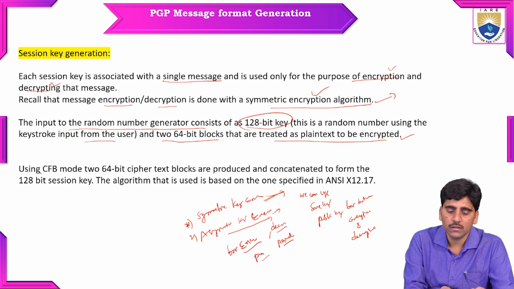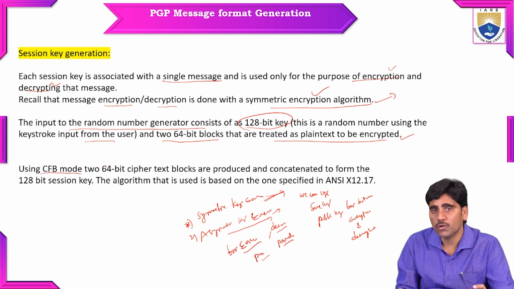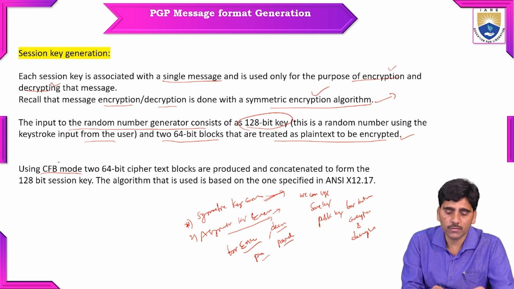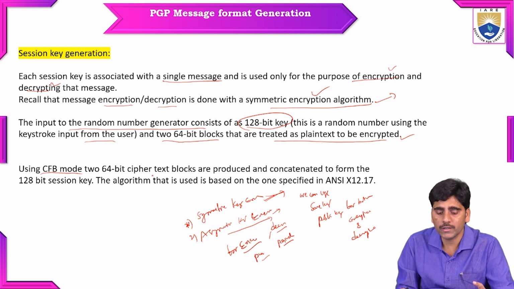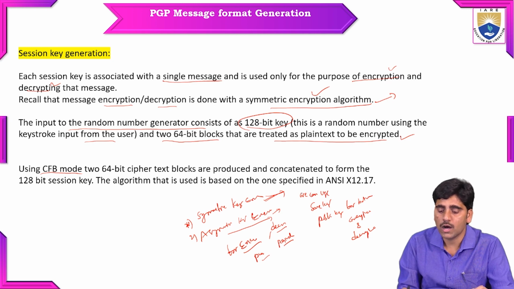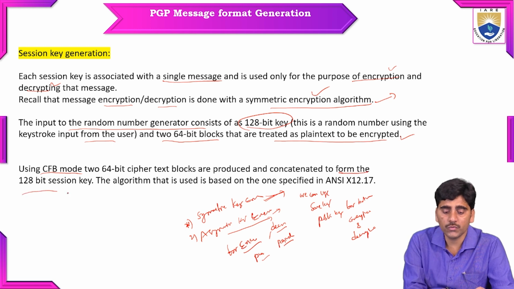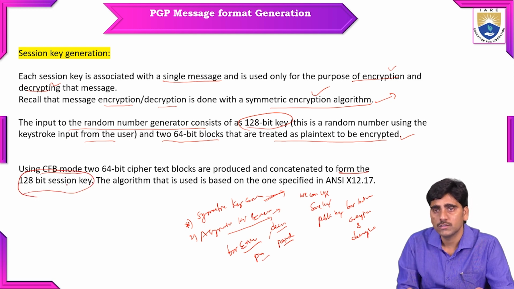So using CFB mode, cipher feedback mode, two 64-bit ciphertext blocks are produced and concatenated to form the 128-bit session key. So to generate the encryption key, the session key is 128-bit. Using CFB mode, two 64-bit ciphertext blocks are produced and concatenated.